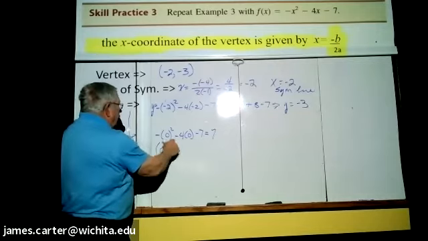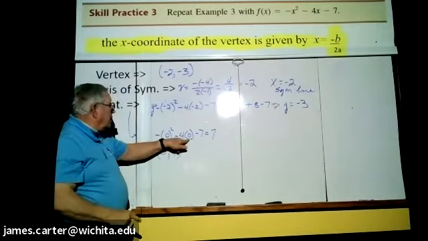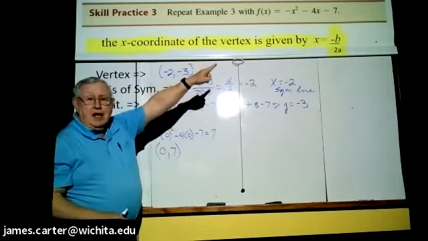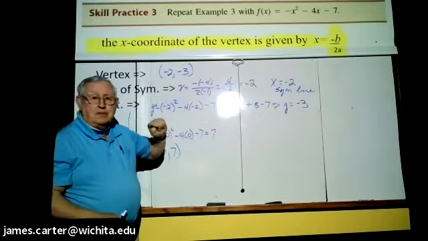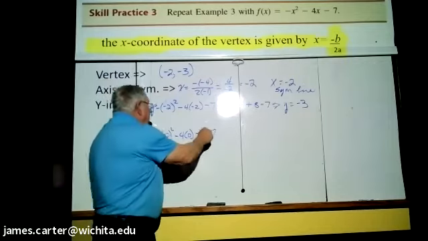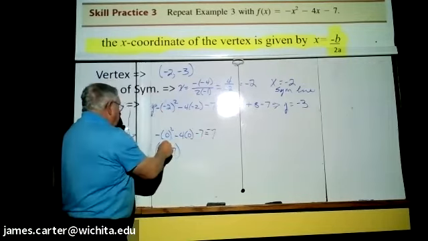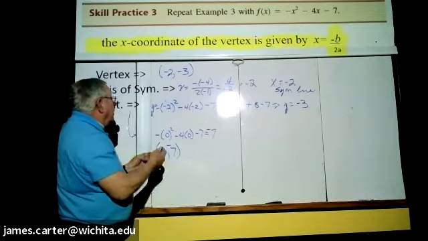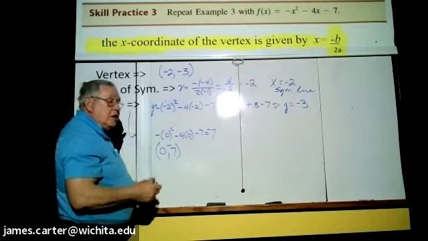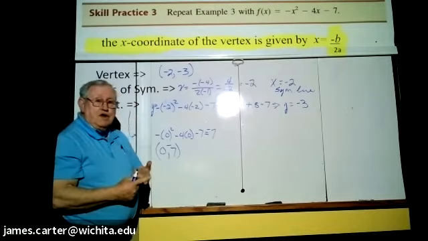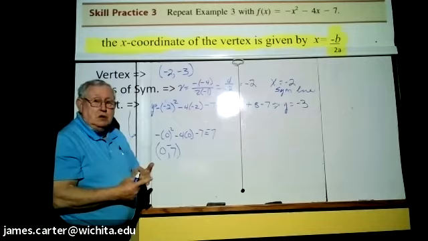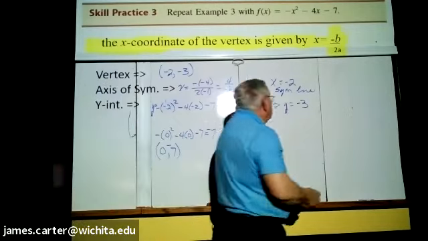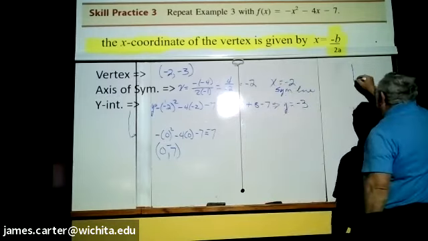By the way, did we really need to do these two things? No, they're always going to wipe out. Just look and see what the last number is for the y-intercept. In this case, that's negative 7. Almost made a blunder. So we've got all of the information now. We can convert this to vertex form if we want to. We don't need to, but we can. And we can graph the thing.